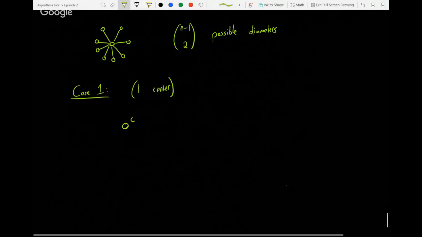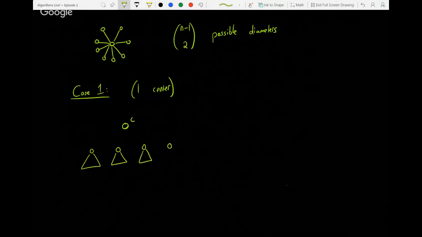So I'll root the tree at the center. First I have to find the center, but we already know an algorithm for doing that. You can also do it with DFS while you're finding the diameter. There's multiple ways to find the center, so you don't have to use just the first one I recommended.